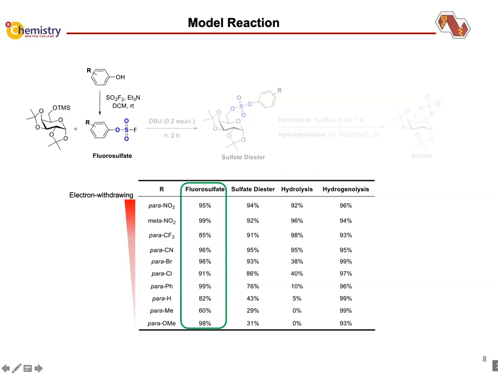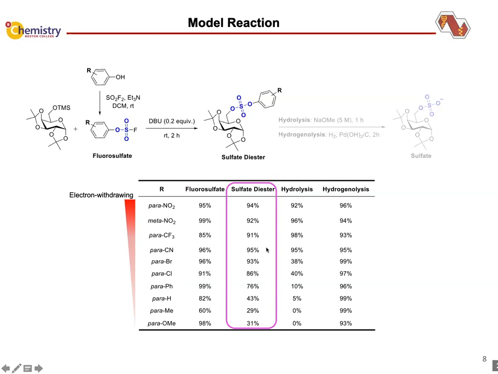And after this, you can react with a glycosyl substrate to generate the corresponding sulfate diester. We initially just used the SuFEx condition in the presence of DBU, and that has already been able to generate the corresponding glycosyl aryl sulfate diester in pretty good efficiency for many of these R groups. As you can see, as the R group becomes more electron withdrawing, the efficiency of this corresponding SuFEx coupling increases. For the more electron donating groups, however, the corresponding sulfate diester formation is less efficient.